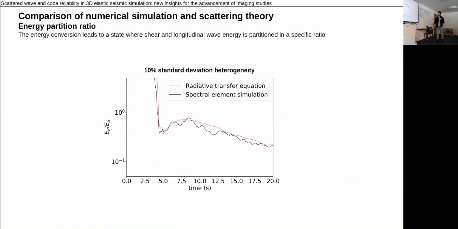Then the last thing that we looked at is the energy partition ratio. When waves are propagating in a heterogeneous medium, we also have conversion in modes between S modes to P modes and the other way around. So we computed the energy partition ratio evolution over time, and we compared it with the expectation of a radiative transfer equation, which was solved with Monte Carlo methods. And what is nice to notice here is that we were able to retrieve the full dynamics, from the beginning up to the end. So we have a really nice match in this case.